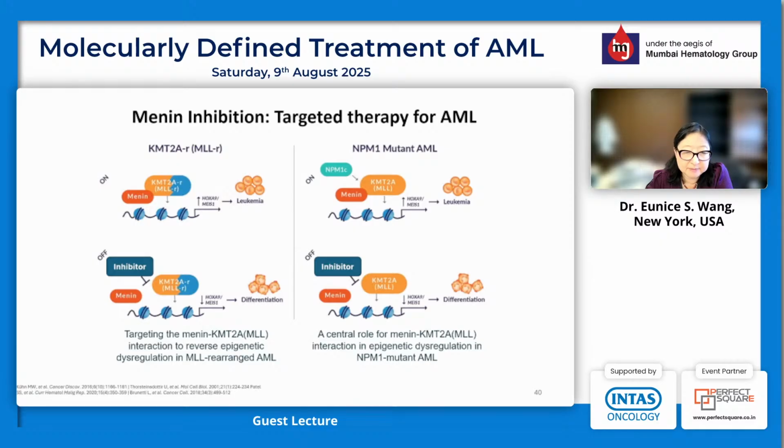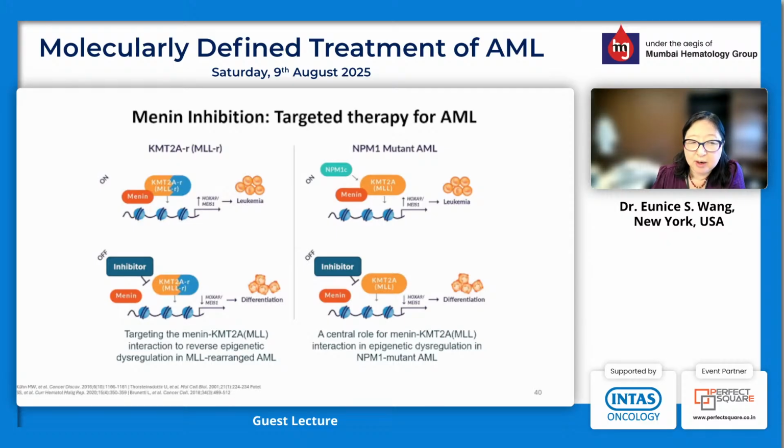NPM1 mutant disease occurs in up to a third of newly diagnosed patients who have acute myeloid leukemia, primarily patients that have normal karyotype. This is often co-mutated with other genes such as IDH1, IDH2, FLT3, and DNMT3A. And in the absence of a FLT3 mutation, we feel that patients with NPM1 mutant disease with wild type FLT3 can do very well with both intensive chemotherapy as well as less intensive chemotherapy approaches in the absence of any targeted therapy. KMT2A rearranged disease, however, is a different subset. This is more rare, occurring in about 5 to 10% of patients.